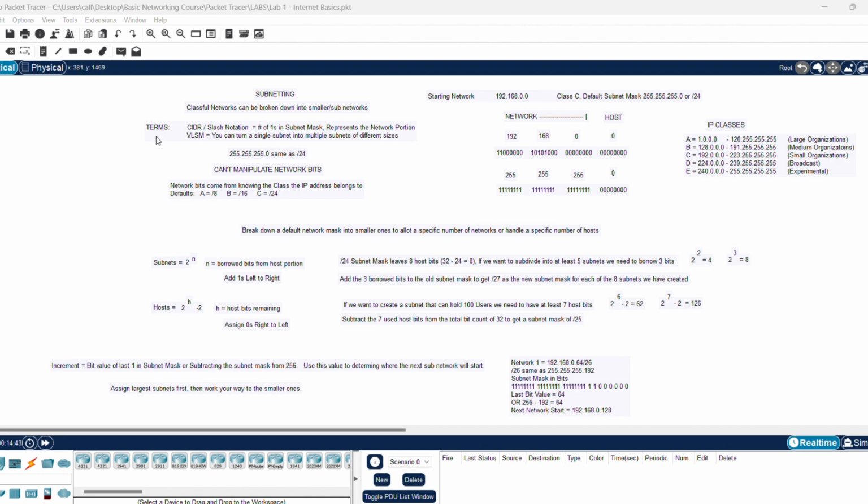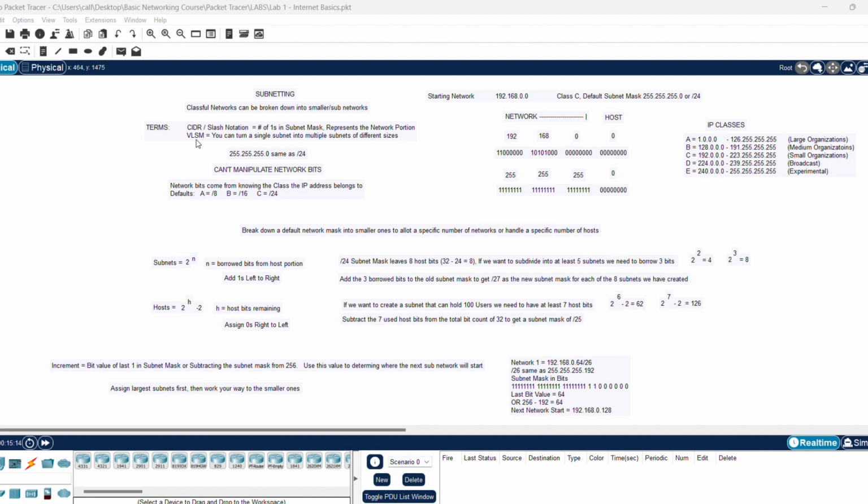Some terms that you'll hear in subnetting, things like CIDR or slash notation. So basically that's just going to mean the number of ones that are in your subnet mask, and that represents the network portion. So like if our subnet mask was 255.255.255.0, that would be the same as /24, because there's 24 bits that have a value of 1 in that subnet mask.